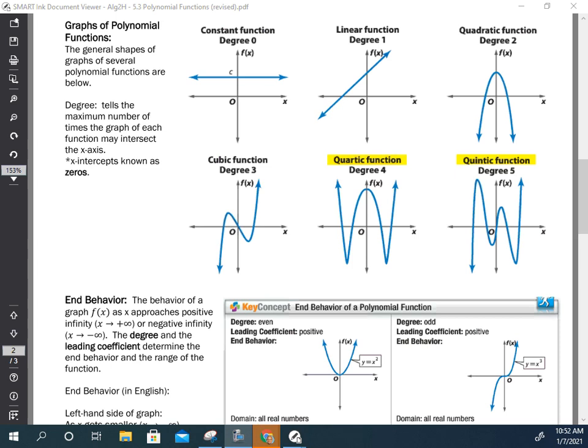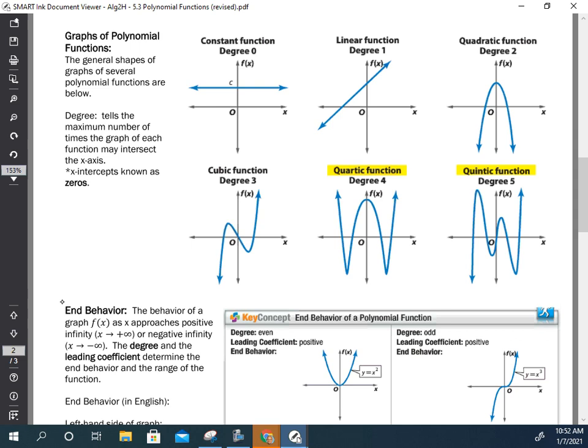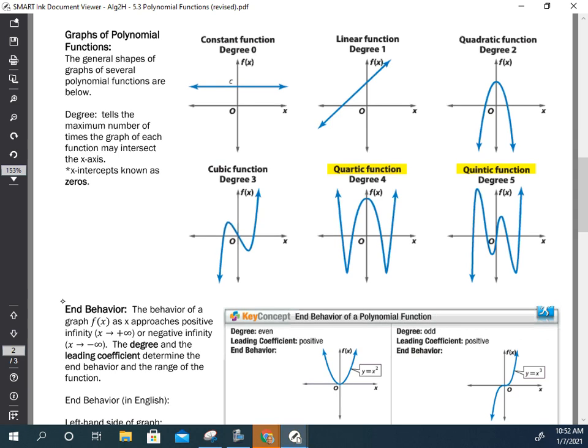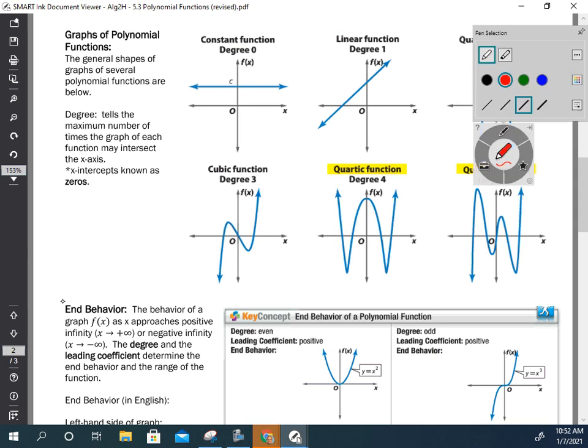So now we're going to look at the basic parts of graphs. So first thing with graphs is looking at their general shape. So we're looking at the general shape of a graph. So at first we look at degree. So the degree will tell you what type of graph you should expect.